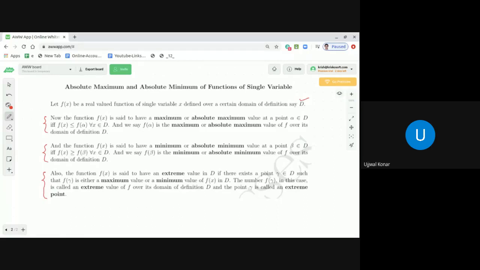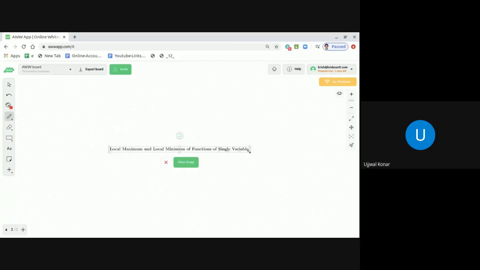Okay. Now, the next point we are going to discuss, dear students, is the local maxima and local minima of a function of a single variable. Okay. What is that? Let us discuss. For the local maxima and local minima, let me place this point first, and let me explain it on the next page.